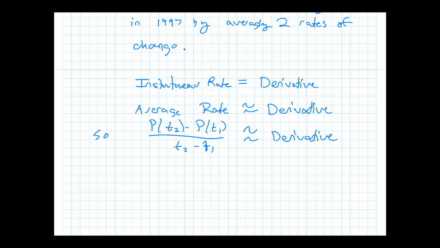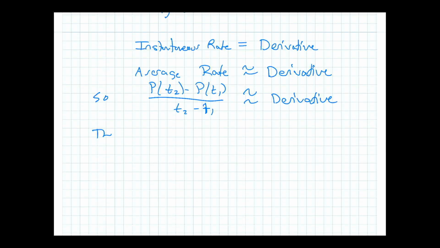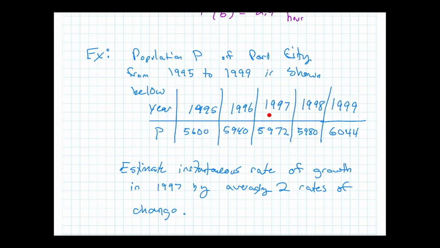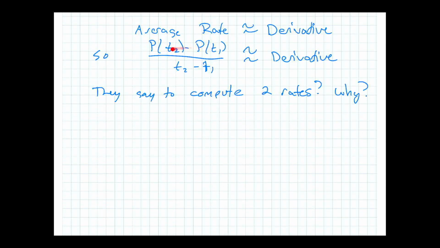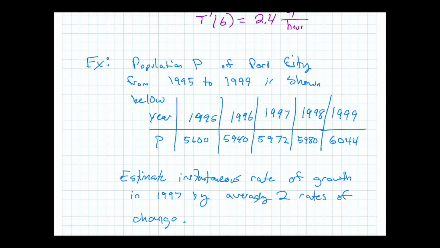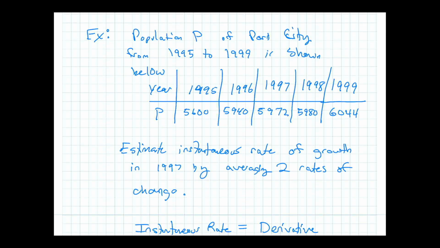Now they say to average two rates. So we're supposed to compute two rates. Why do they do that? The reason is we're trying to find the derivative at 1997, but you can't, so you estimate it. In order to estimate it, you need two times. Do you use 1997 and 1998, or 1996 and 1997? Which one's better? We know we should use 1997 because we're trying to do this in 1997, but which one do you use? 97, 98 or 96, 97? And the answer is do both and then average.